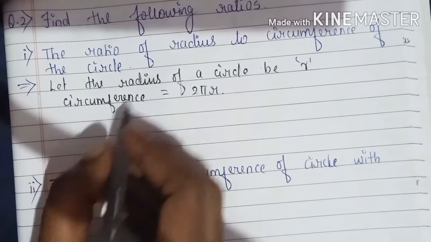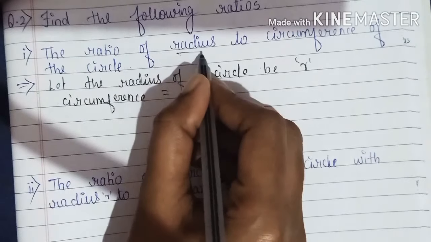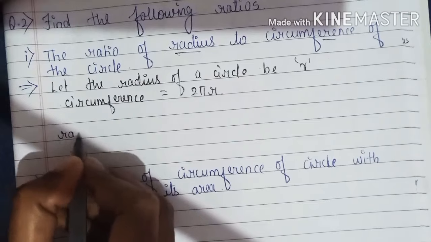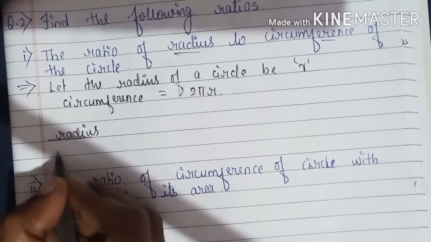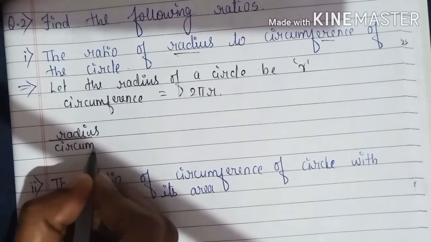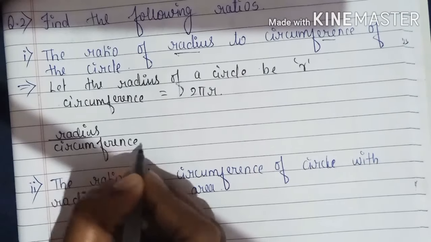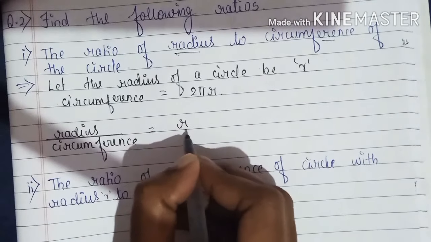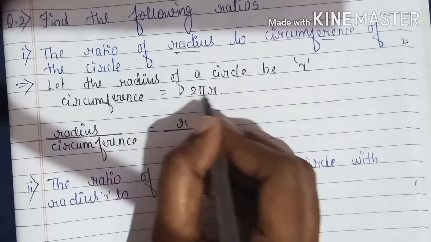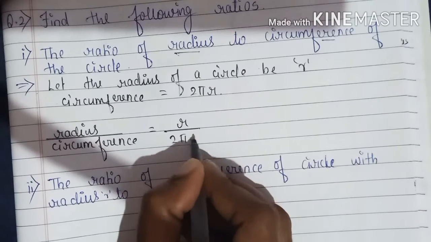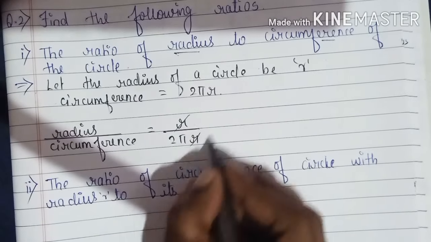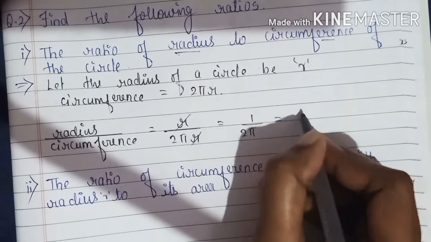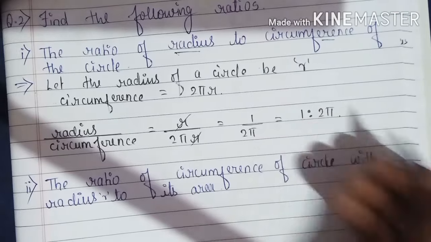So we have to find out the ratio of radius to the circumference. So first we will write the radius upon circumference. We have taken radius as r and the formula for circumference is 2 pi r. So this r and this r will get cancelled. So what is left? 1 upon 2 pi. This can be written as 1:2 pi.